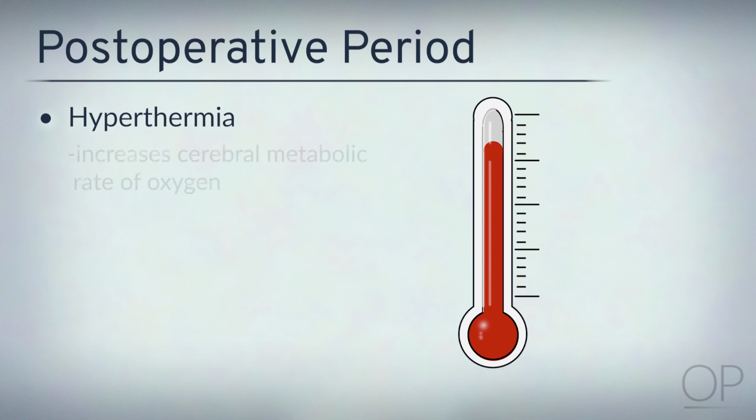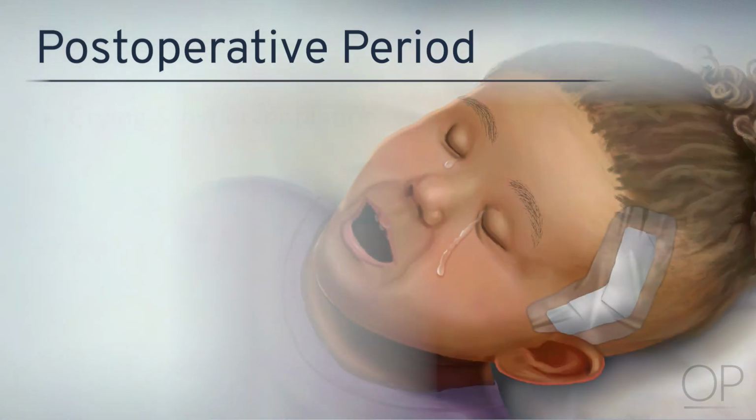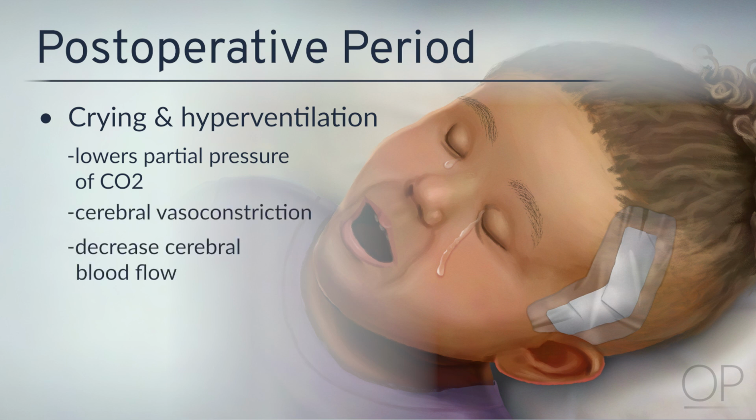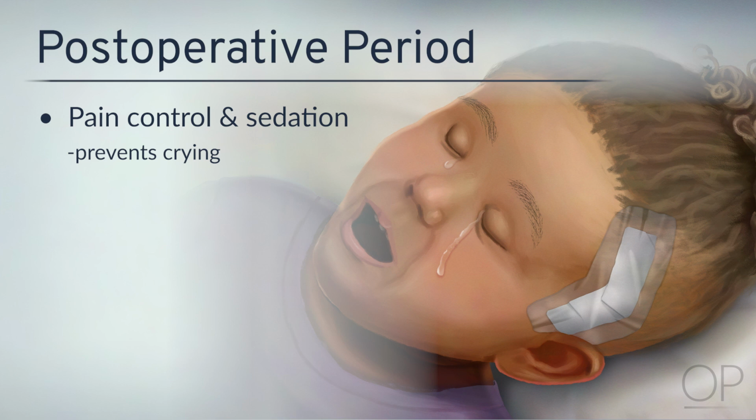Hyperthermia can cause an increase in cerebral metabolic rate of oxygen and thus should be avoided. Precautions should be taken to minimize crying and hyperventilation, which both lower the partial pressure of carbon dioxide. This in turn can induce cerebral vasoconstriction, decrease cerebral blood flow, and therefore lead to ischemia. Effective pain control and appropriate sedation to prevent crying is essential to minimize the risk of stroke.